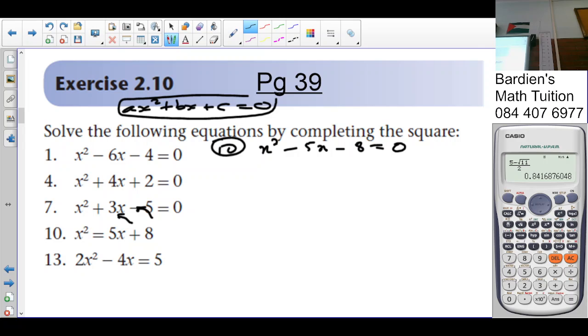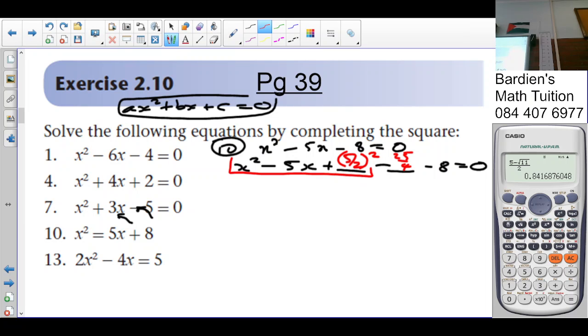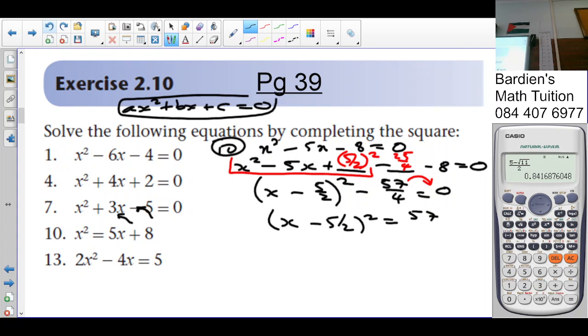You see that, people? So now to complete the square, I need to add a number minus that same number, minus 8 is equal to 0. What's the number in this case? 5 times half. What's 5 times half? 5 over 2, yes. And it must be squared, which is 25 over 4. Perfect square trinomial. So if you write that as the binomial square, what would it be? x minus 5 over 2 squared minus 57 over 4 equals 0. Now what? Bring it over, and it becomes x minus 5 over 2 squared equals 57 over 4.